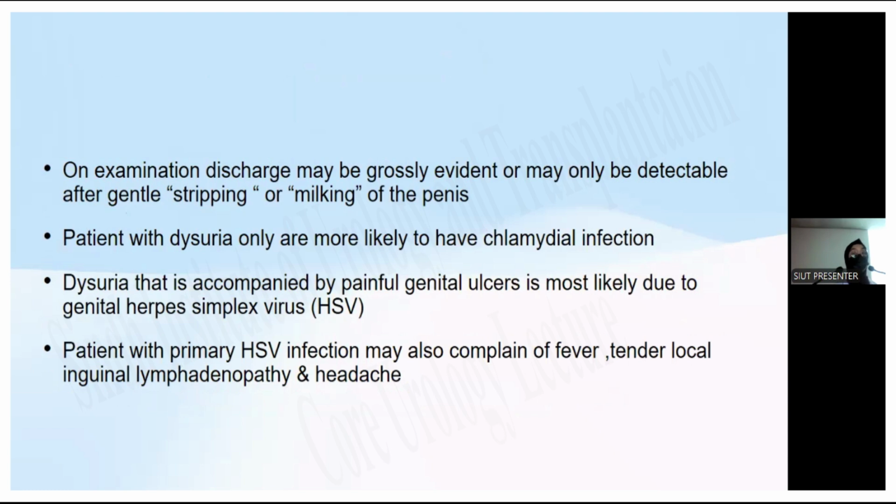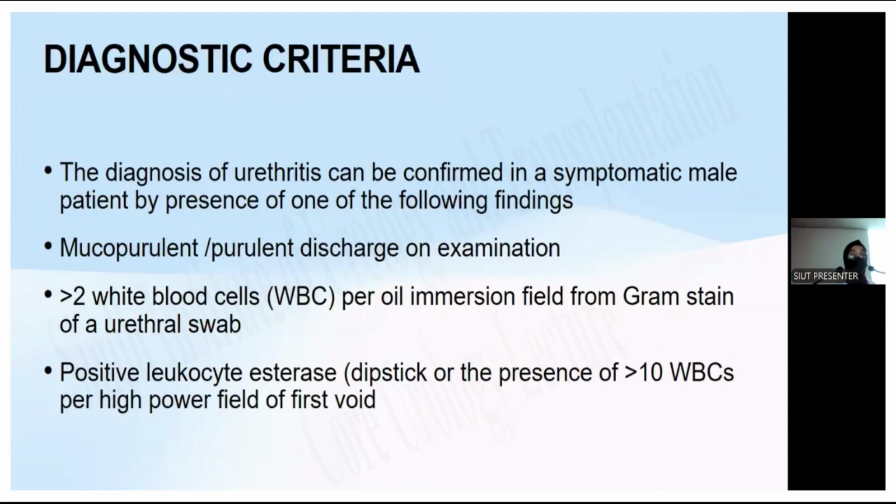On examination, the discharge may be grossly apparent, or it may only be detectable after gentle milking of the phallus. Patients with dysuria are more likely to have chlamydial infection. Patients with genital ulcers are more likely to have infection caused by the herpes simplex virus, and they may also present with other symptoms such as fever, tender inguinal lymphadenopathy, and headaches.